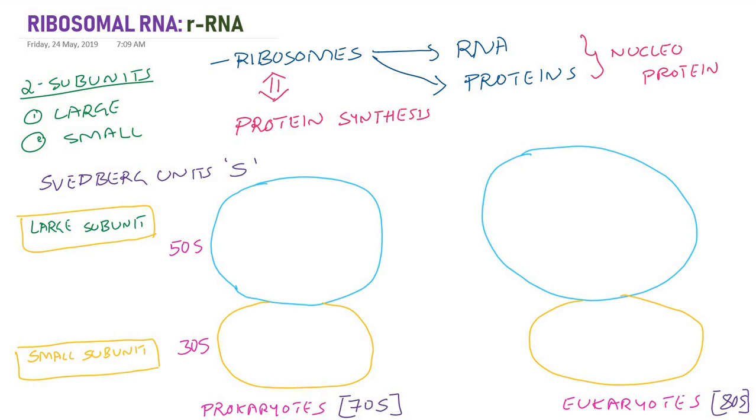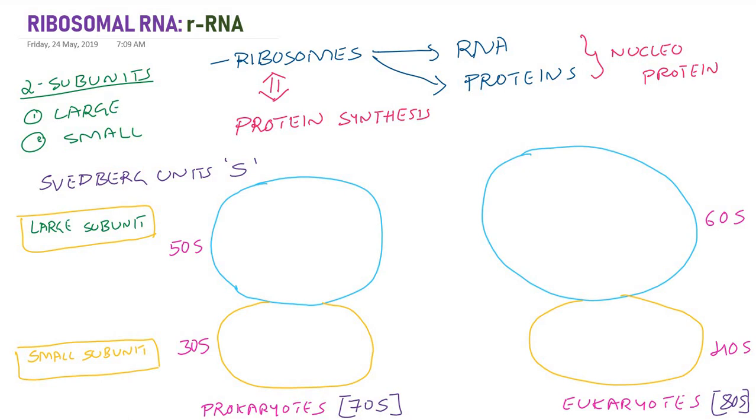Together the sedimentation coefficient of prokaryotic ribosomes is 70S. So you should not add 50 plus 30. It is a sedimentation coefficient or Svedberg unit. Similarly, in human beings or in eukaryotes, the large subunit is 60S and the small subunit is 40S. Here also, if you add 60 plus 40 it will become 100, but together it has only 80S. As I mentioned, the ribosomes are nothing but RNA and protein.